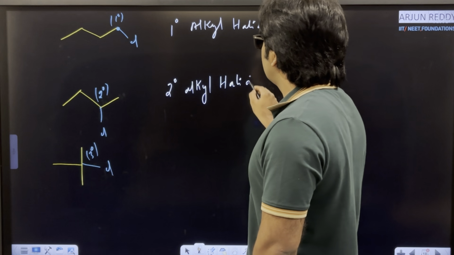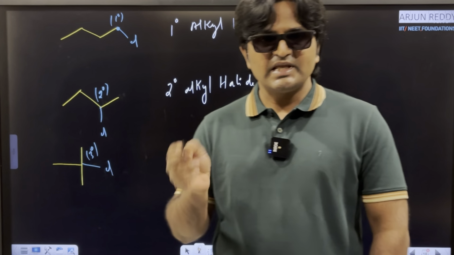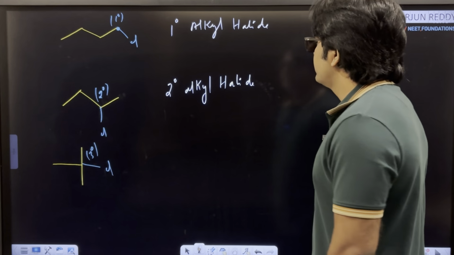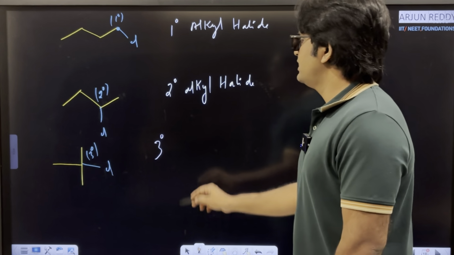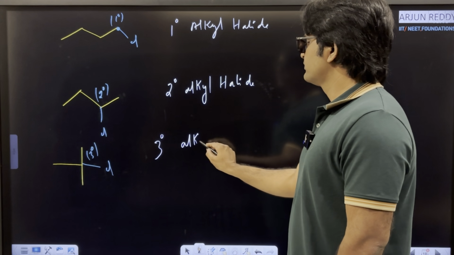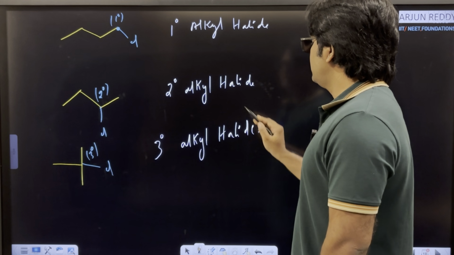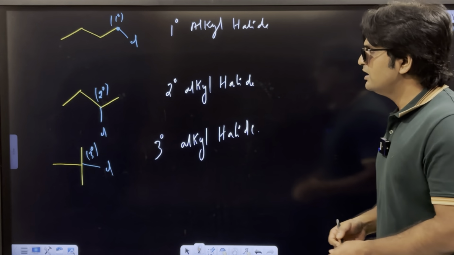This one is secondary alkyl halide. Secondary are 2 degree, both are the same. Primary are 1 degree, secondary are 2 degree, tertiary are 3 degree. Secondary alkyl halide. And what about this one? Tertiary alkyl halide are 3 degree alkyl halide. Clear? These are the different types of halides.